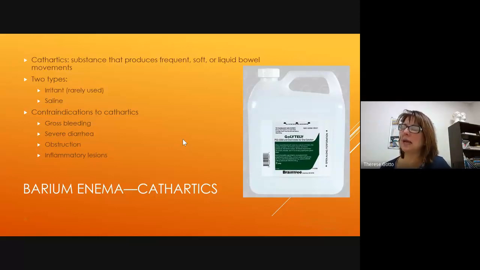Contraindications to any type of prep is gross bleeding from the colon, severe diarrhea where the patient can be put in the hospital just for malnutrition, obstruction of any kind, and any kind of inflammatory lesions like ulcerative colitis.